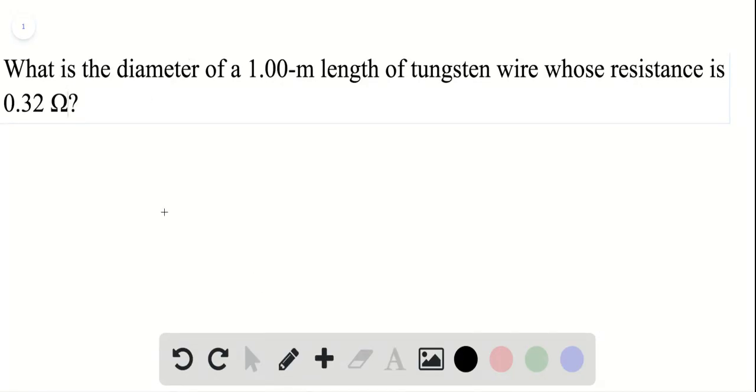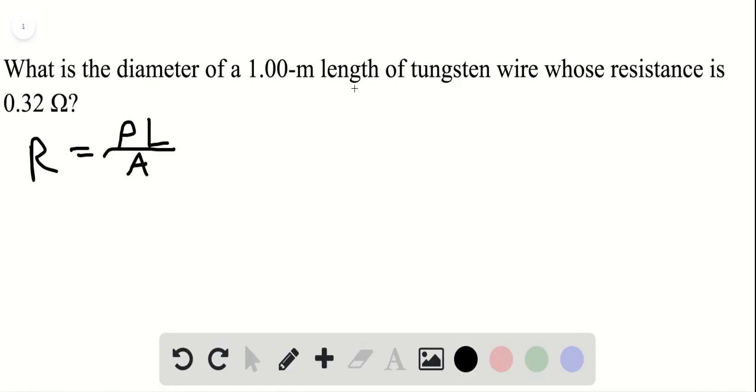So formula number one that we're interested in is resistance, R, is equal to the coefficient of resistivity for the particular material times the length of the wire over cross-sectional area. So rho L over A.